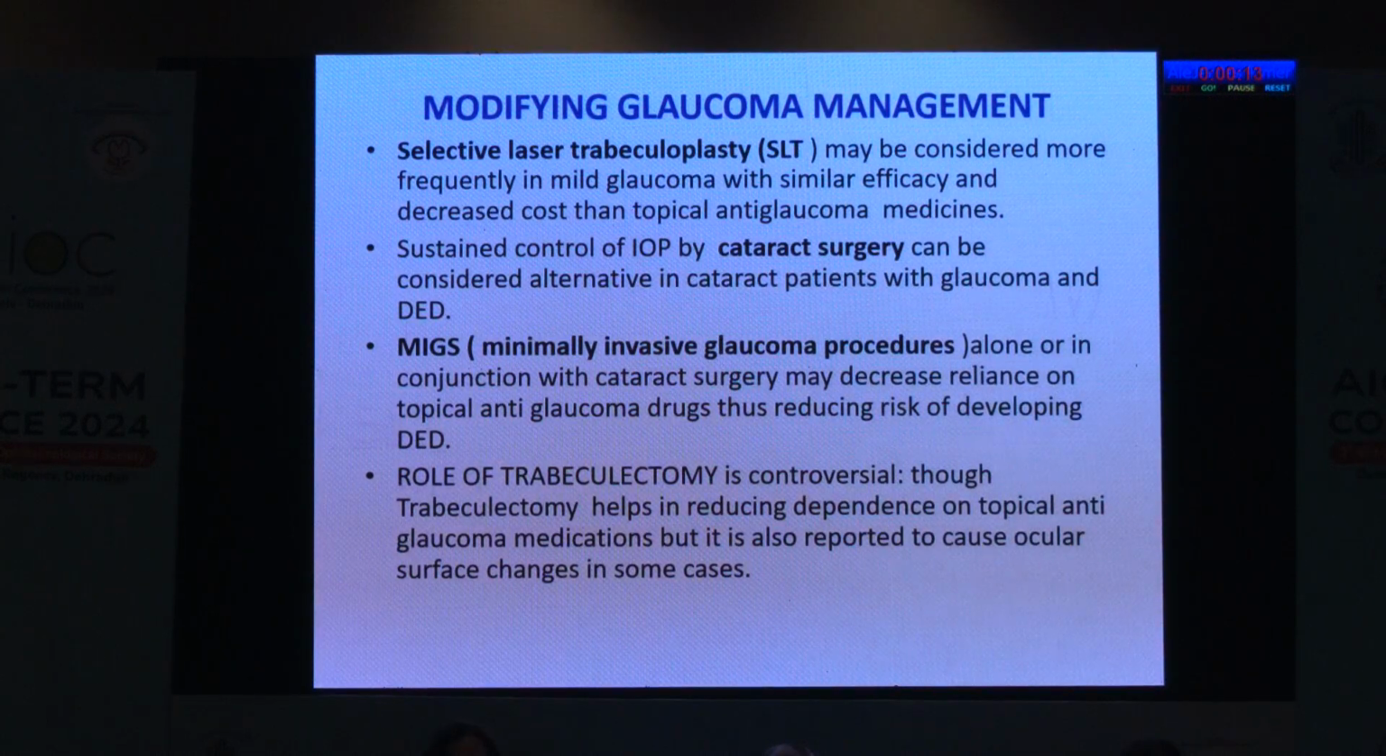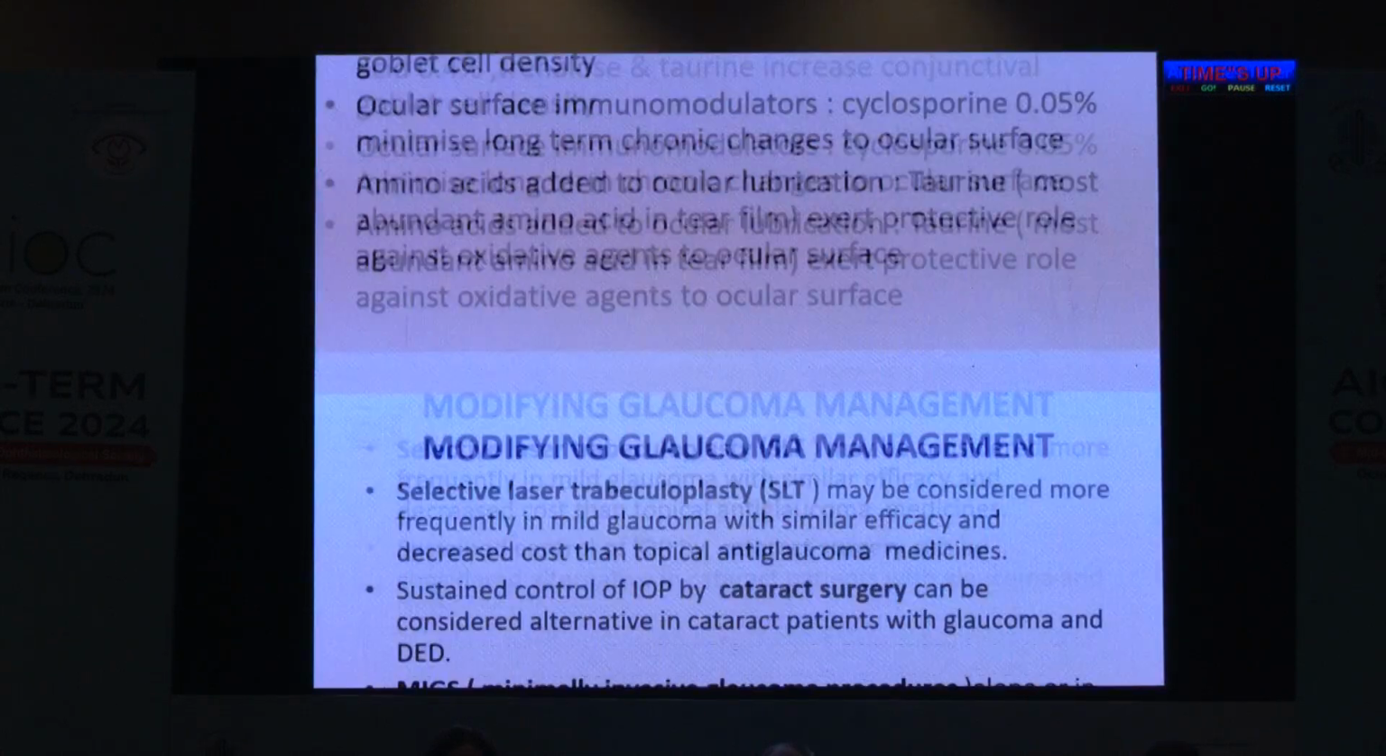Selective laser trabeculoplasty may be considered more frequently in mild glaucoma patients, with similar efficacy and decreased cost compared to topical anti-glaucoma medicines. Sustained control of IOP by cataract surgery may be considered in patients with cataract, glaucoma, and dry eye disease. MIGS alone or in conjunction with cataract surgery may help in reducing the reliance on topical anti-glaucoma drops. The role of trabeculectomy is controversial and it should be avoided.